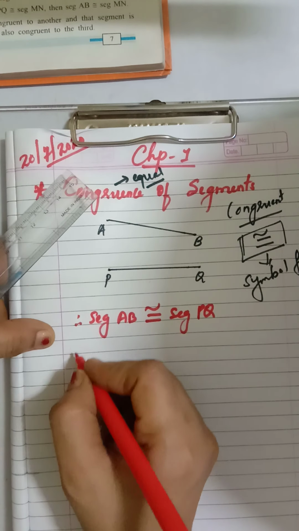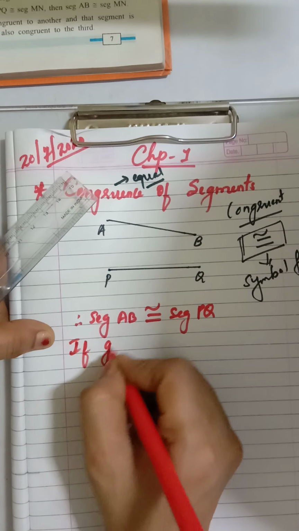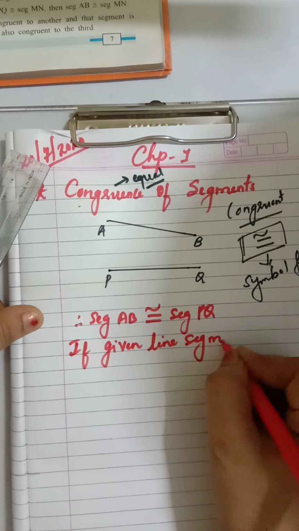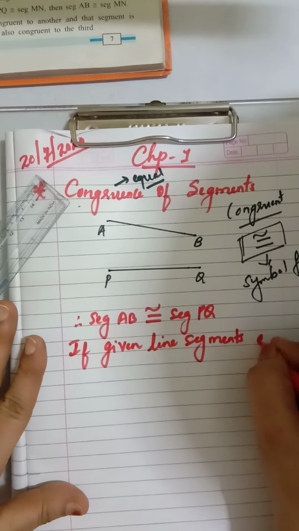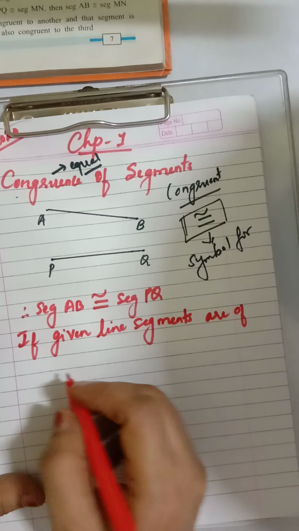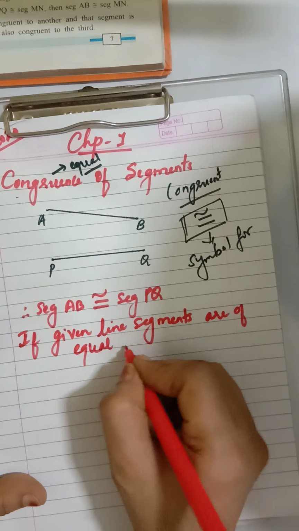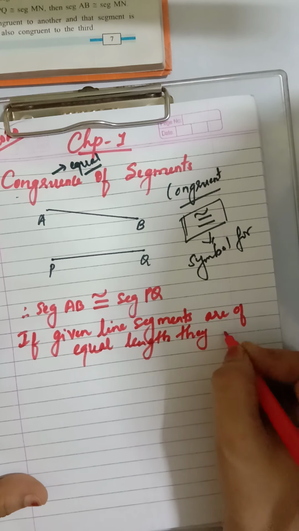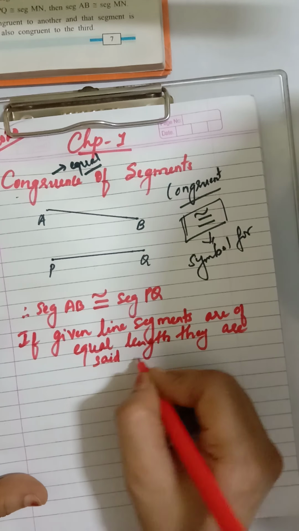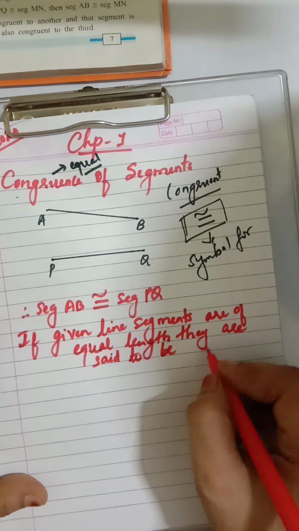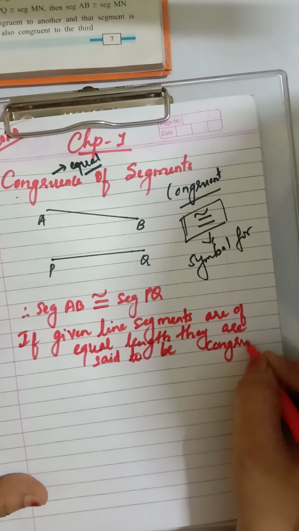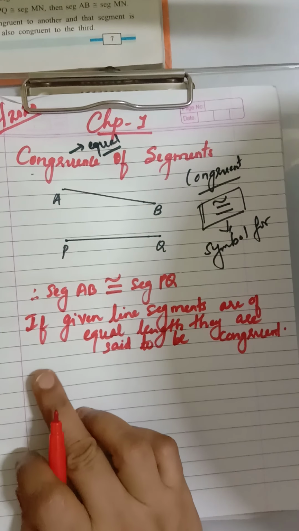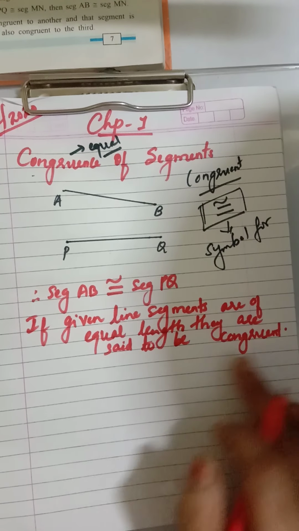The definition you can write: if the given line segments are of equal lengths, they are said to be congruent. So this is the definition for congruence of segments. If given line segments are of equal length, they are said to be congruent.